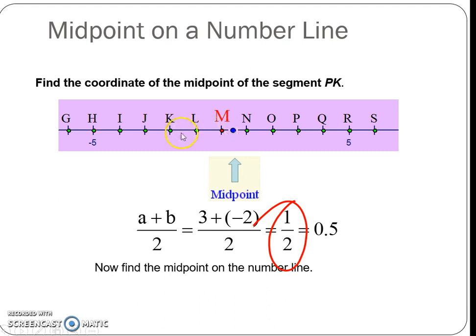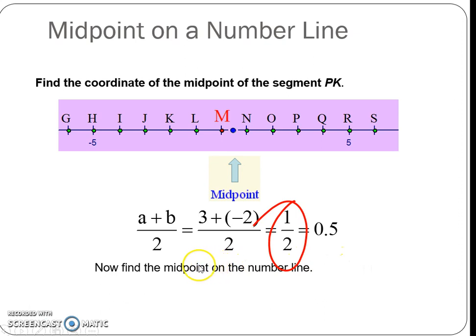As you can see, from K it is 2.5 units, and from here it is also 2.5 units. So we want to find this point as a number on a number line. This M is a 0. So this is 0, this is -5, this is +5, and the midpoint between P and K is half on a number line. So the answer is half.